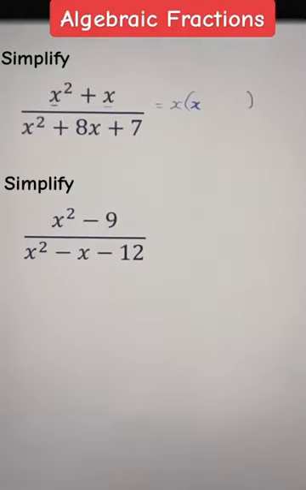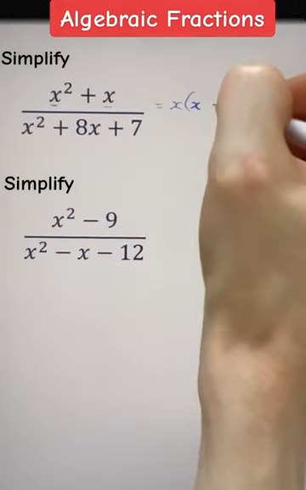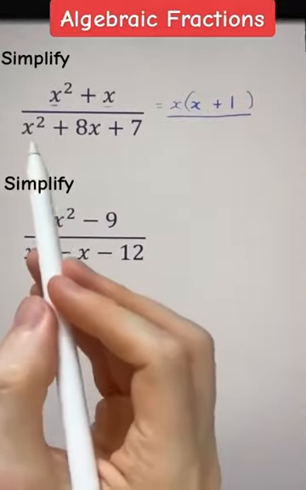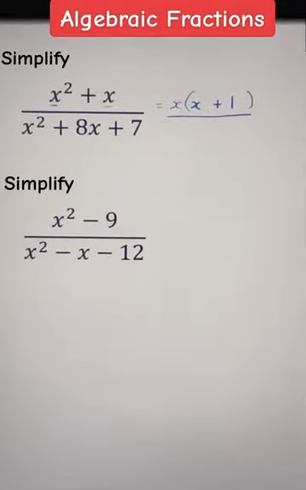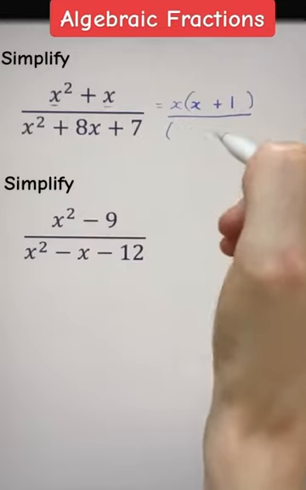What do I times x to get back to 1x? I'm simply missing plus 1. On the bottom, as we've got 3 terms, it's going to factorise into what's commonly referred to as double brackets.